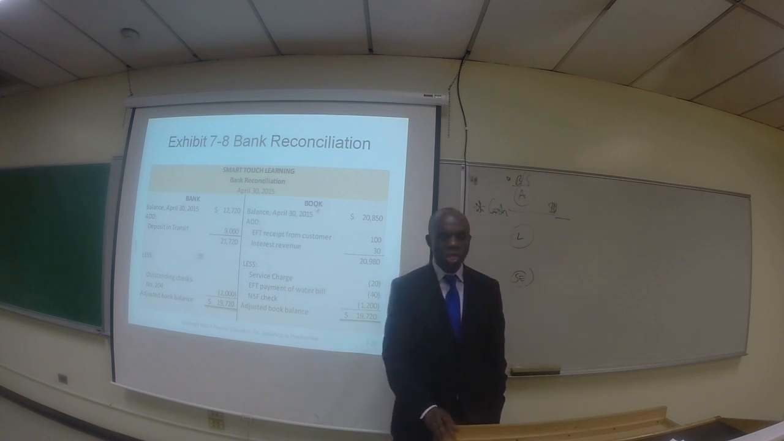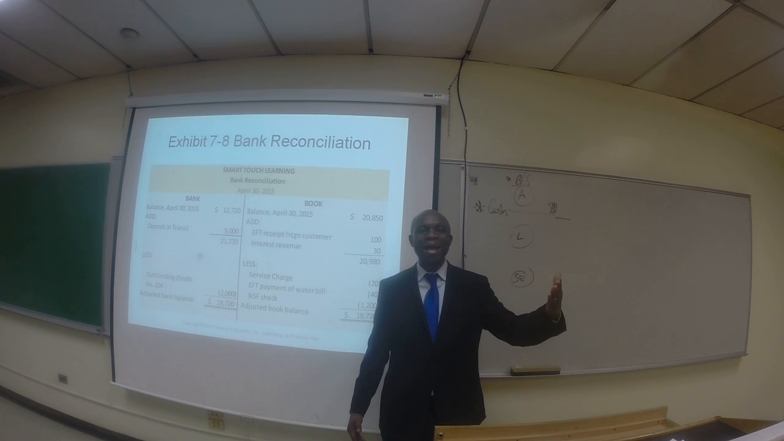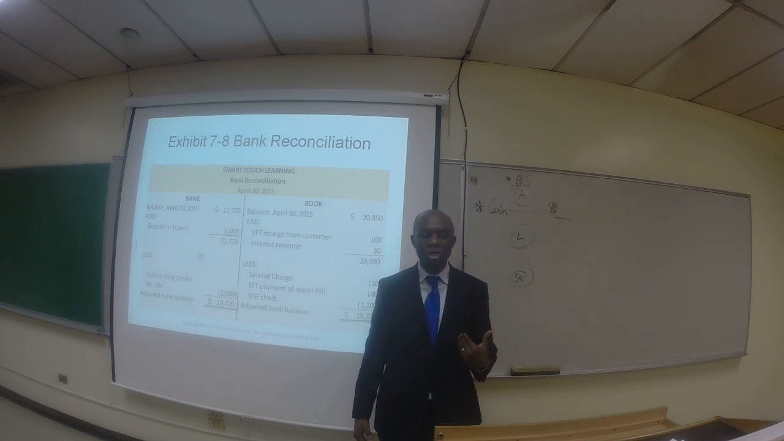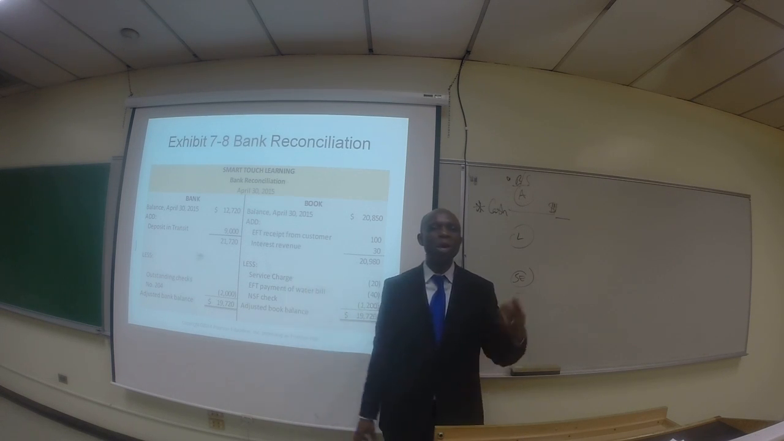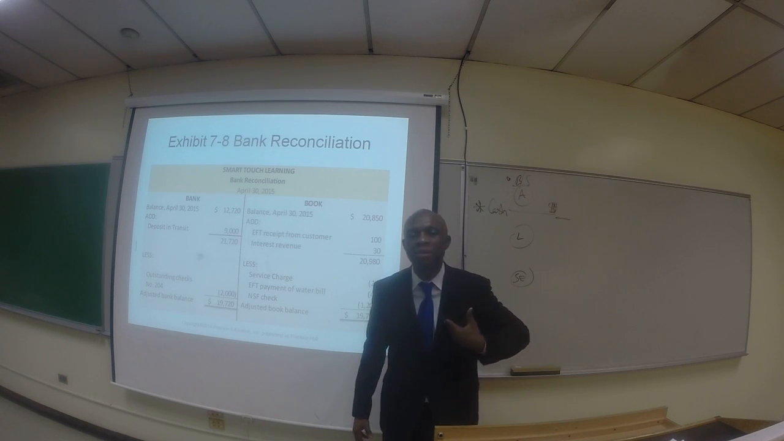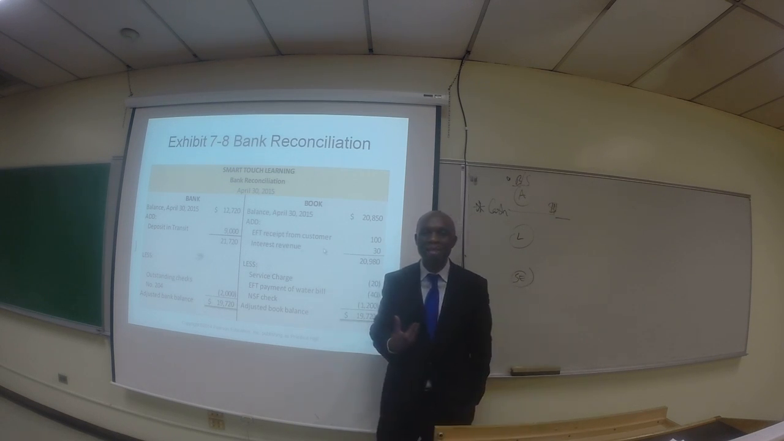So let's take a look at the book side. At the end of the month, we have 20,850. Now we are going to add to the book balance what the bank has added to their balance that we have not. Number one, the bank received $100 on our behalf from a customer. The bank recorded that, but we are not aware of it until we receive the bank statement. So we need to add that $100 to our balance. Then interest revenue that the bank credited to our account that we were not aware of, we need to add that $30 interest revenue to our balance.